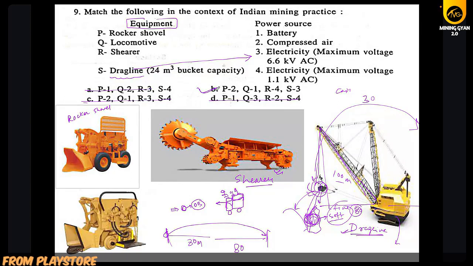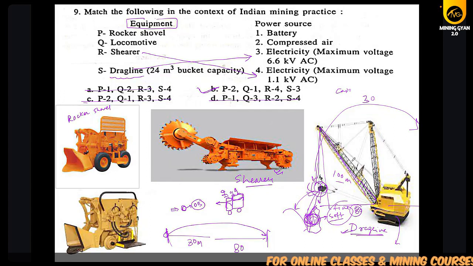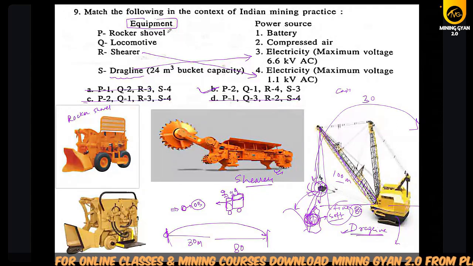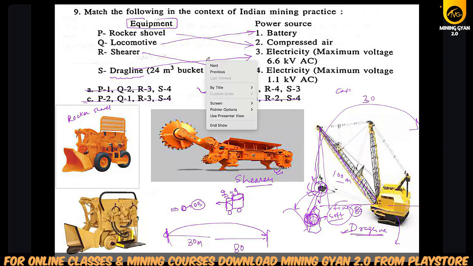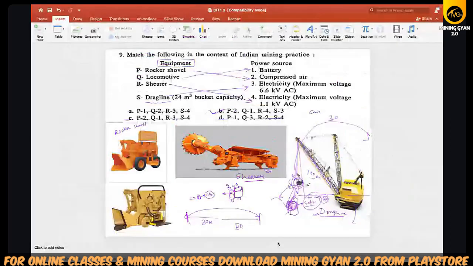And we have seen the CRR. CRR also uses electricity, but it is smaller, so it will need less energy than your drag line. Then the rocker shovel uses compressed air, and the locomotive uses battery support. Okay. Did you get your answer?